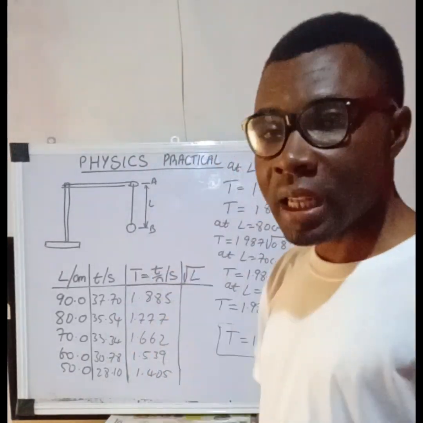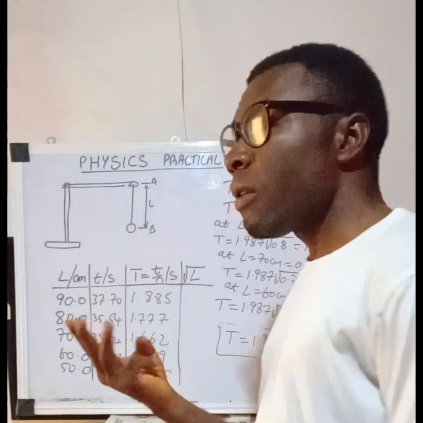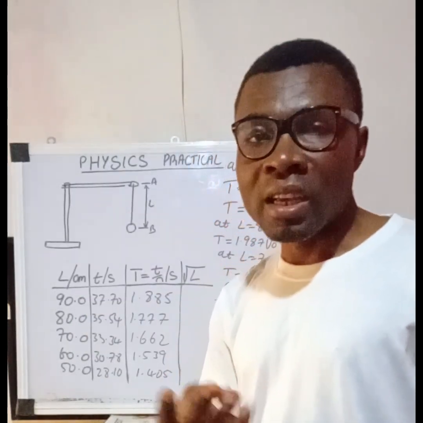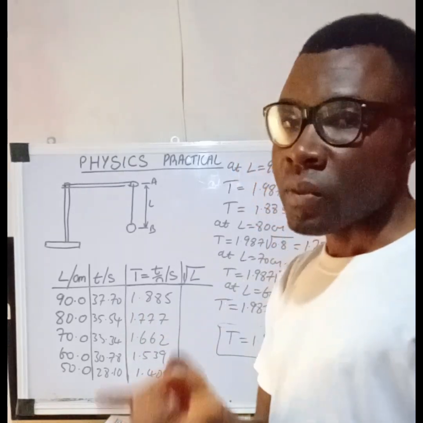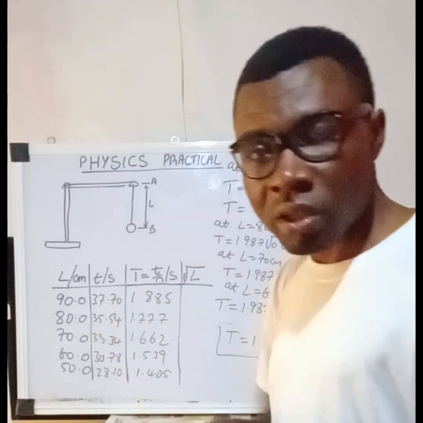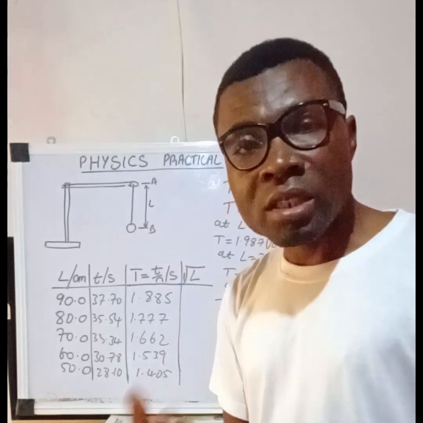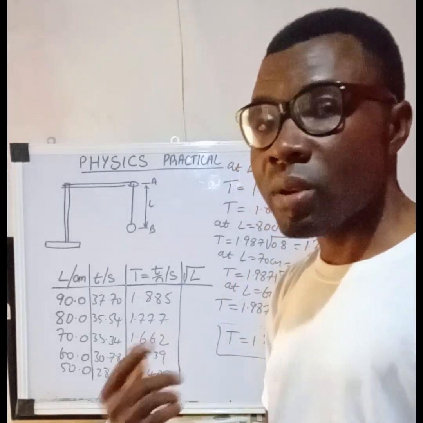Now there is something very significant I want us to know. I have told us that there are three major values that are obtainable in physics practical. And what are those values? The given value, the measured value, and the calculated value. The given value is the one that is in the question. The measured value is the one for which you use a measuring instrument such as stopwatch, meter rule, and whatever measuring instrument to obtain. While the calculated value is the one you evaluated.